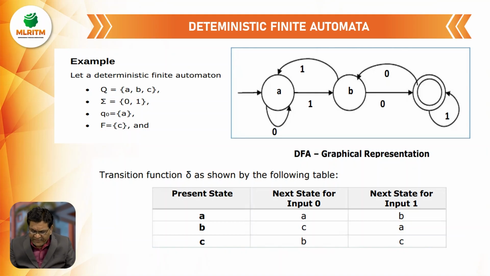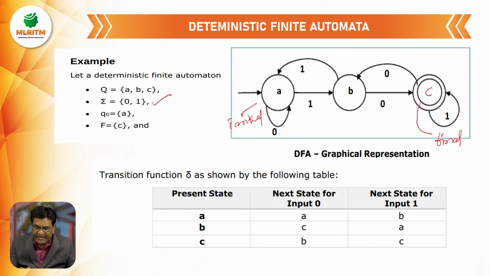See, I want to give an example. In this DFA graphical representation, there are three states: A, B, C, with the input alphabet 0 comma 1. And A is the initial state. Which state has the double circle? Yes, it is C. It is the final state. What I said is that in a DFA, every state must have two edges.